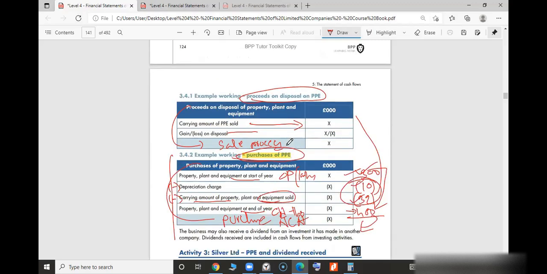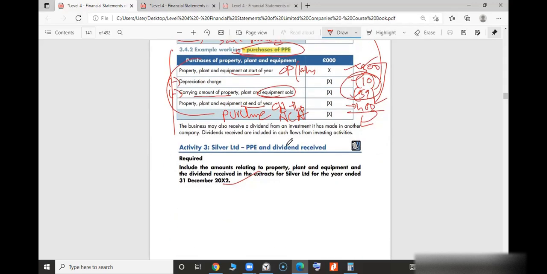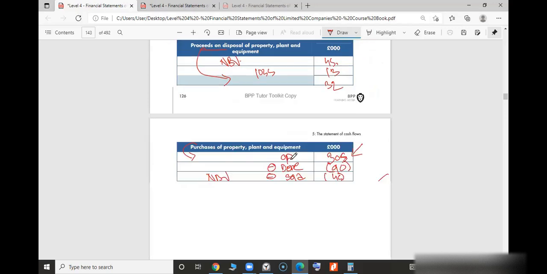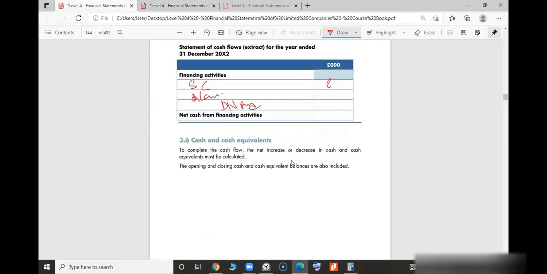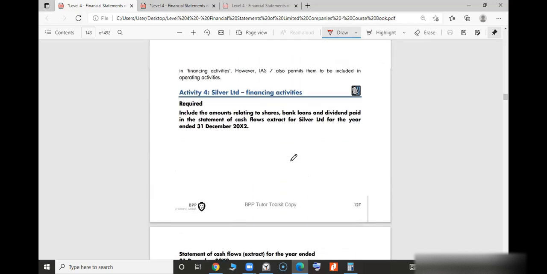So if you meant to put here share capital and premium 60 up, loan 100 up, and dividend 100 down. Boom, boom, boom. 100 gone, 60 left. So that's your financing activities. That's your third one. Now, people, let me summarize it.